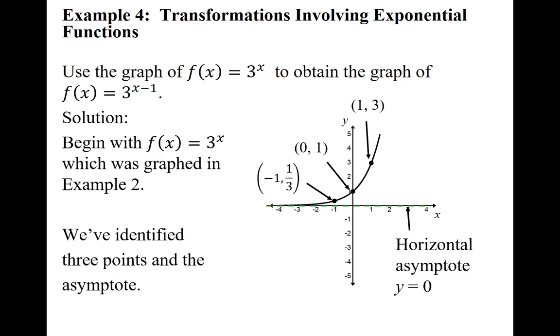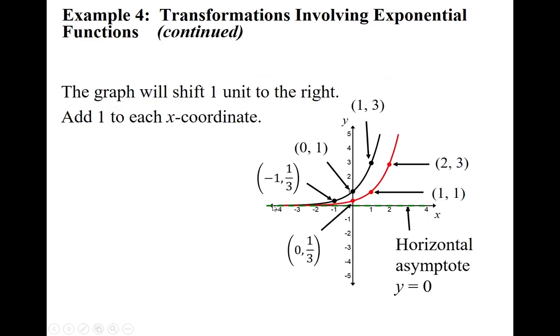So start with what we know about our graph of 3 to the x. It has a horizontal asymptote at the x-axis, it goes through the point 0, 1. If we want to move this 1 to the right, all of these points move 1 to the right. We can imagine 0, 1 is now at 1, 1. And we still draw through that point. Keep our horizontal asymptote. Rise forever to the right.